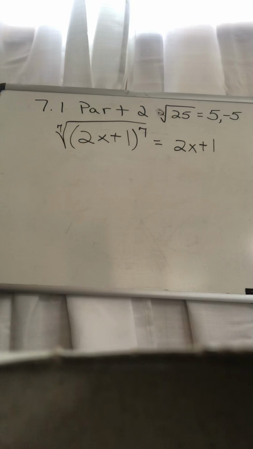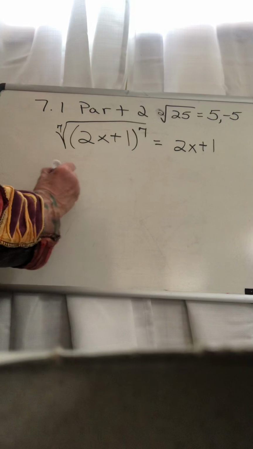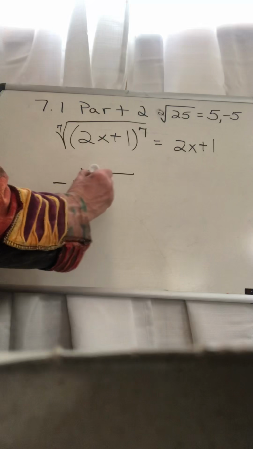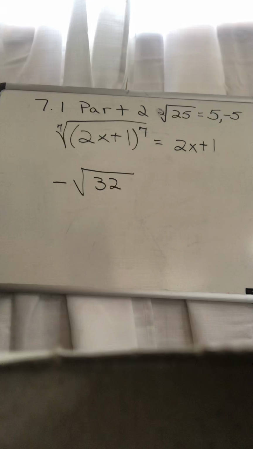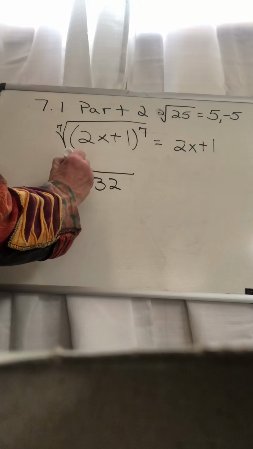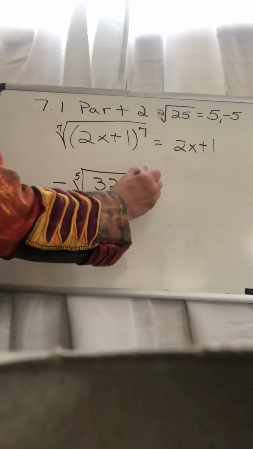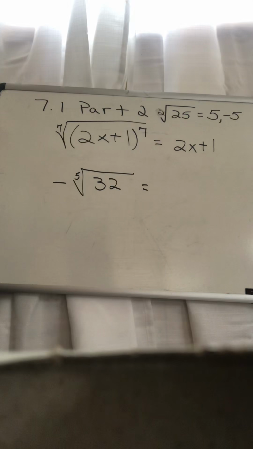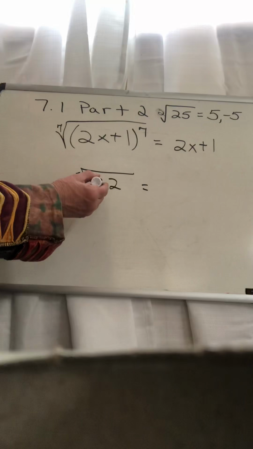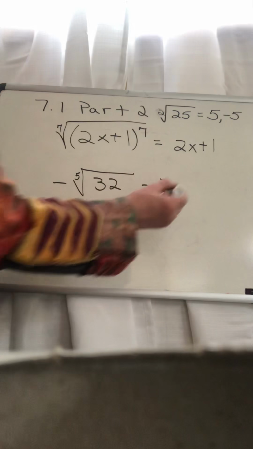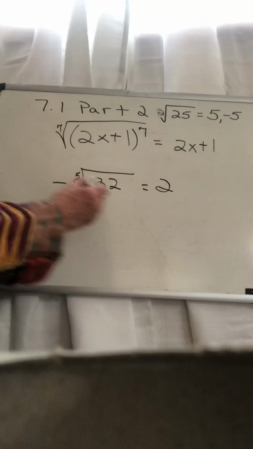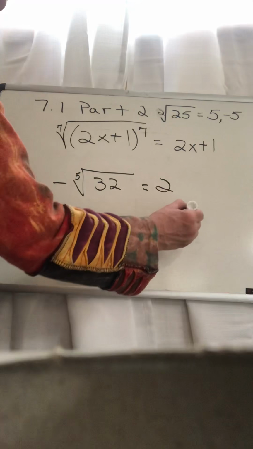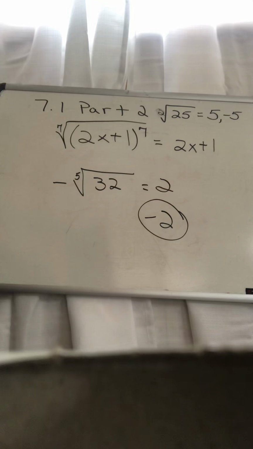Okay, You Try It 2, we have a negative sign outside of the radical. We have a 32 inside, and we've got the 5th root. And so let's see. The 5th root of 32 is going to be a 2, because 2 times 2 times 2 times 2 times 2 is 32. Because we have a negative sign outside, our final answer is a negative 2.